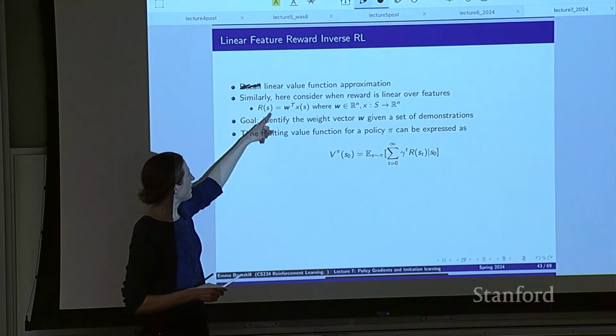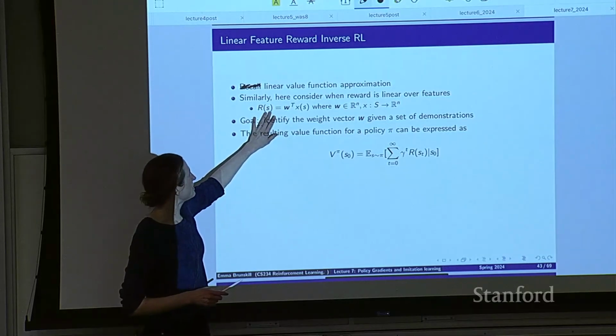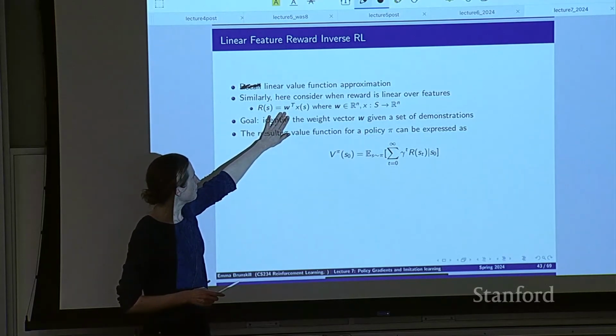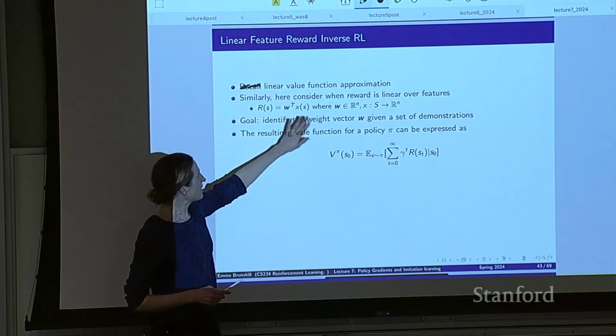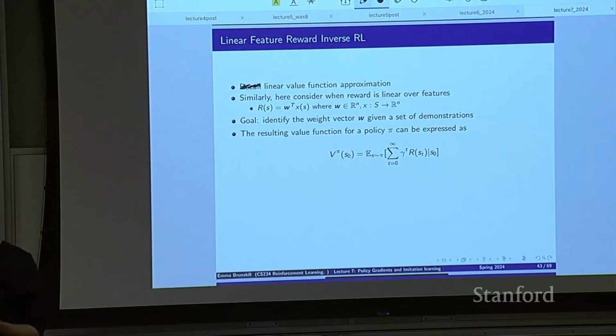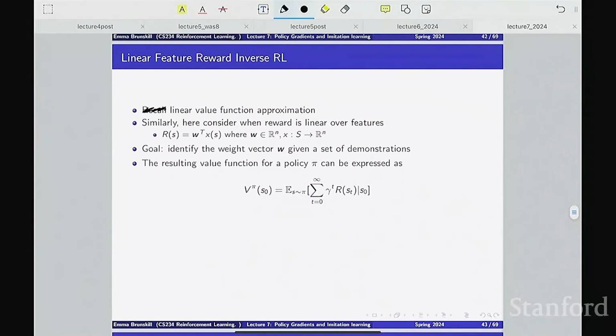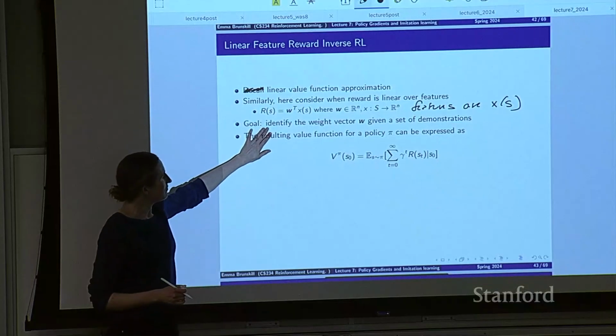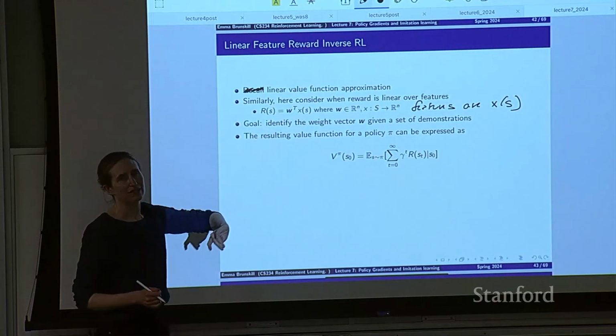So your reward of S, here we're just doing reward with respect to states, is W transpose X of S. W is just going to be a vector, and X of S is just a feature representation. For example, if I'm a robot at my current location, what's the distance to that wall, that wall, and this wall? That would be a set of features. Then I could have a weighted combination of those to give me the reward of me standing here. And the goal is to identify the weight vector W given a set of demonstrations.